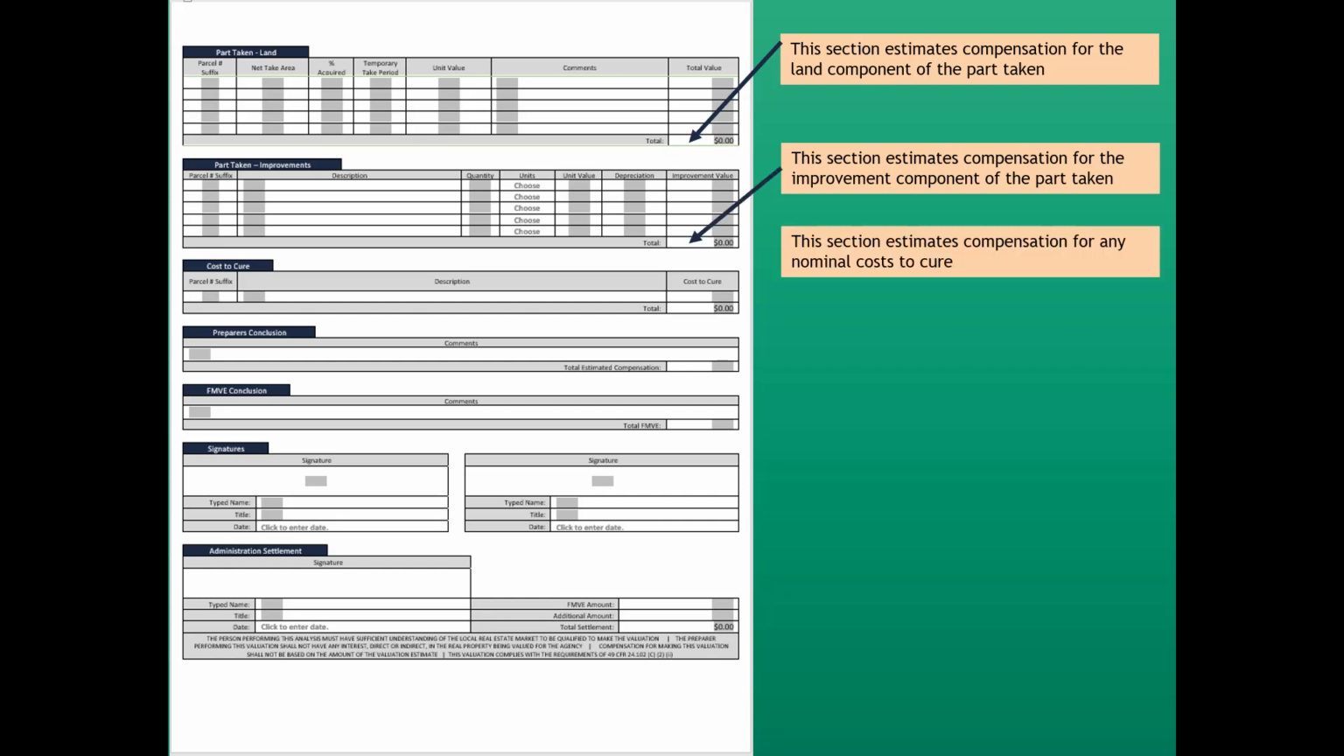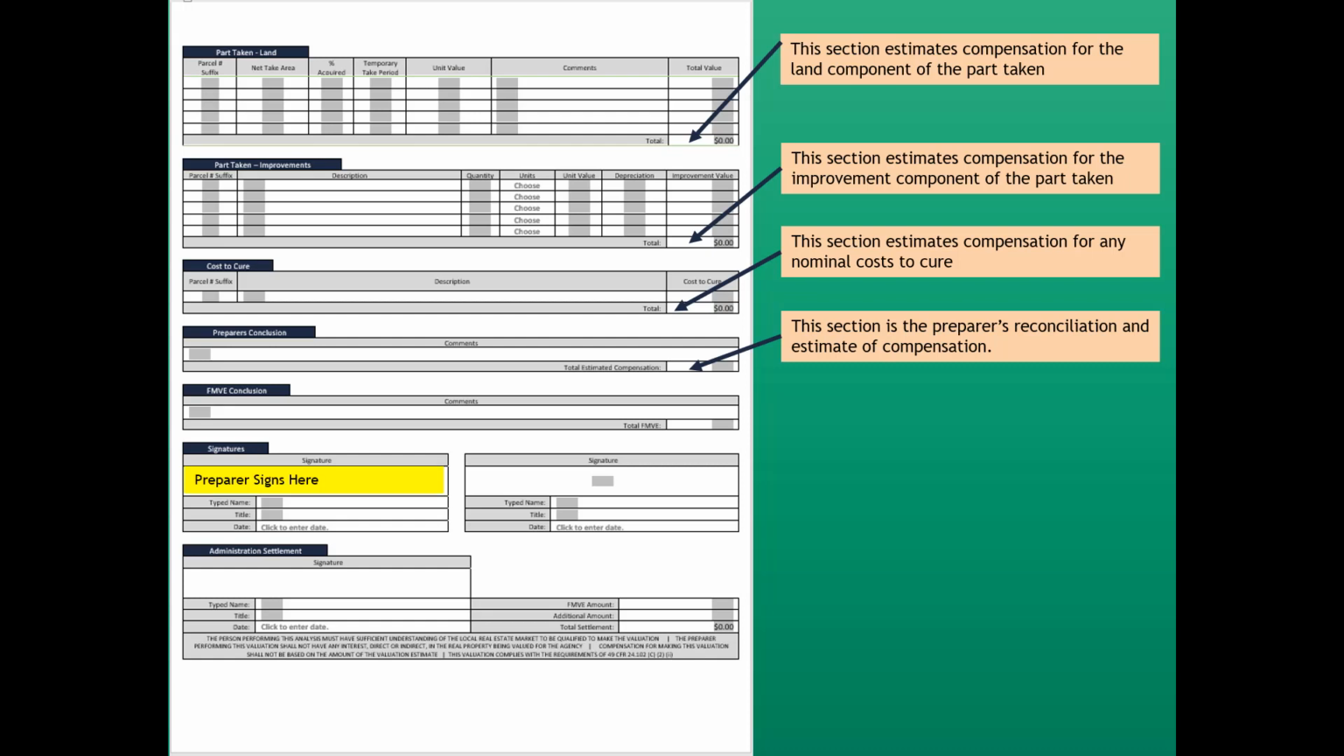Next, we're looking at page 2 of the VA form. The top section estimates compensation for the land component of the part taken. The next section estimates compensation for the improvement component of the part taken. Next section estimates compensation for any nominal costs to cure. Section after that is the preparer's reconciliation and estimate of compensation.